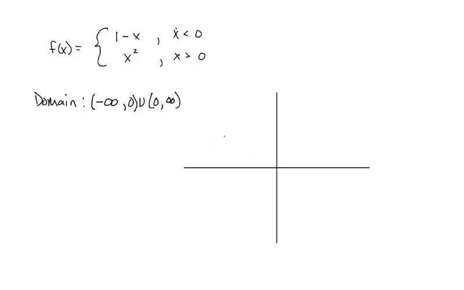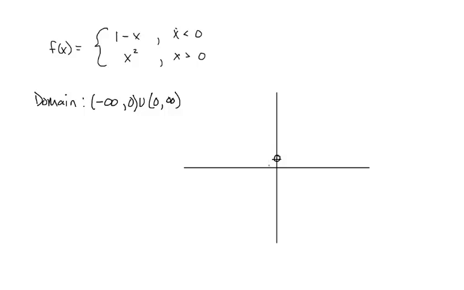And now we'll graph each piece. So 1 minus x if x is less than 0. So I'm always going to graph the endpoint, or where the function splits here. So I'm going to look at 0. And if I plug 0 into 1 minus x, I get 1. So 0, 1. And we're going to have an open circle because the function does not exist there.